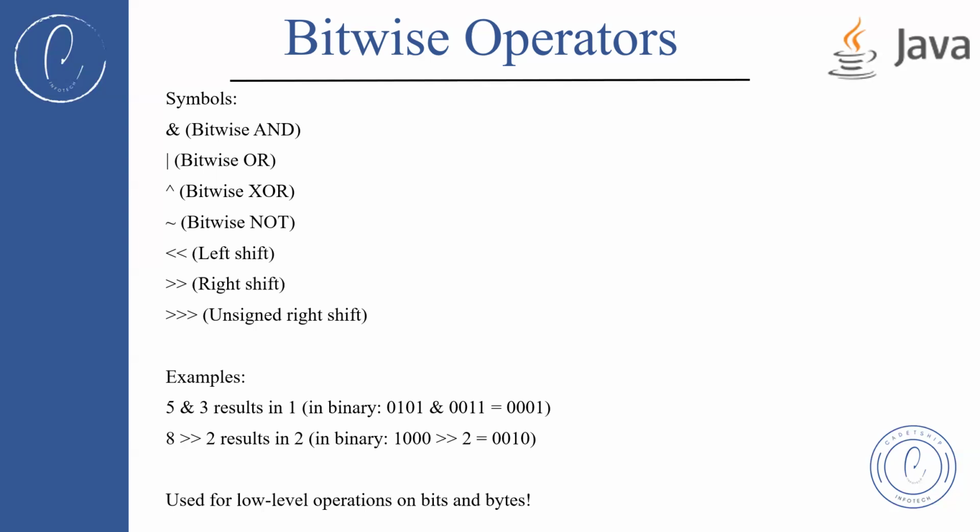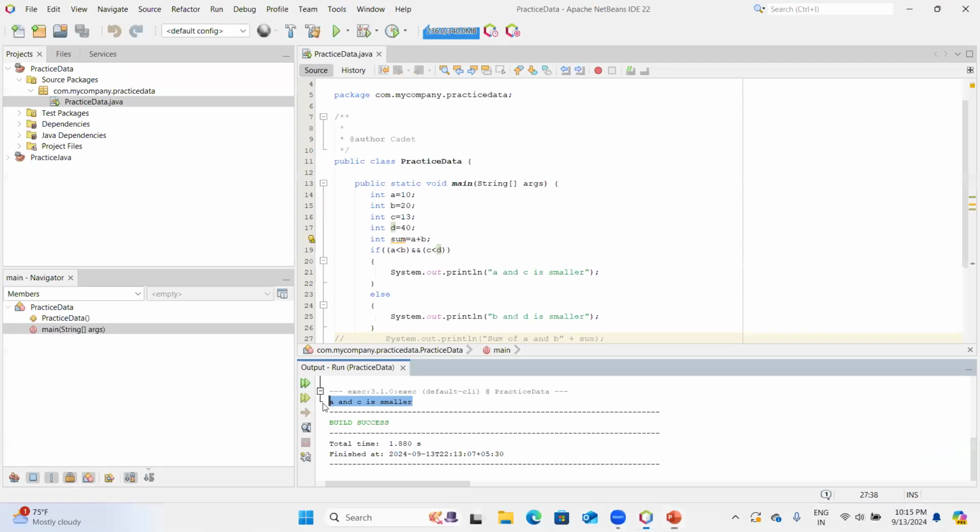So our next example is right shift, that is 8 right shift 2. When we do right shift, we shift the value to the right-hand side by 2 bits, as here we have done right shift by 2 bits. As the binary form of 8 is 1000, when we right shift it by two places, we get the output as 2. So basically, bitwise operations are used for low-level operations on bits and bytes. Now let's see a practical example of bitwise operators.